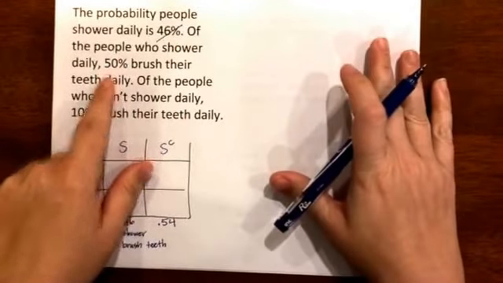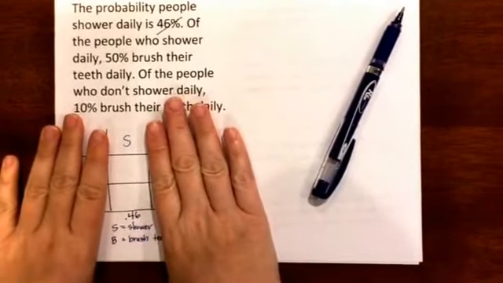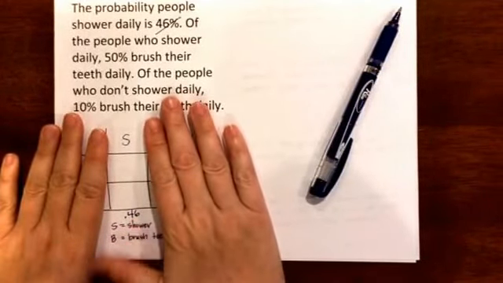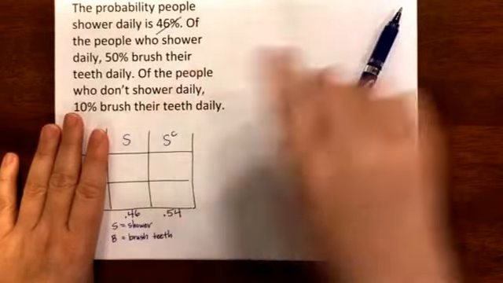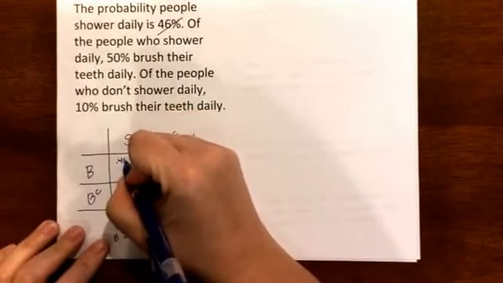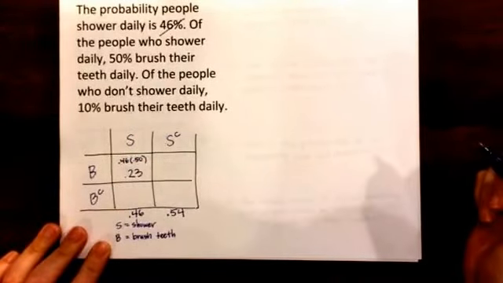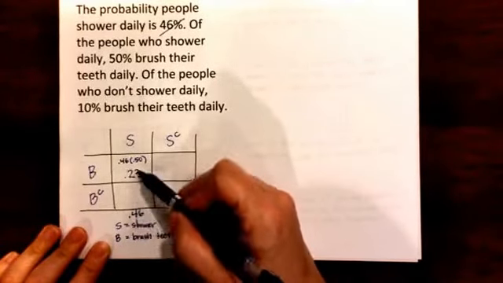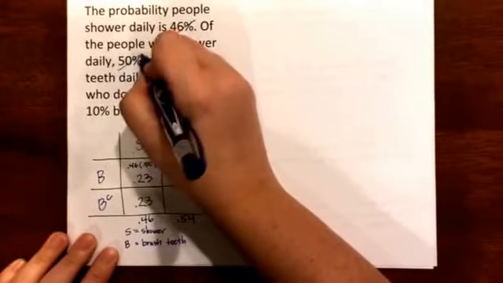Of the people who shower daily, 50% brush their teeth daily. Okay, so here's all the people that shower daily, 46%. Let's say there were 100 people. That means 46 people shower daily. Well, only half brush their teeth. So of that 46, only half of those people brush their teeth. So that's 46 times 50%, which means that 23 people, or out of 100, 23% brush their teeth. Okay, this has to add up to 46, so this has to be 23. All right, so we're done with that one.